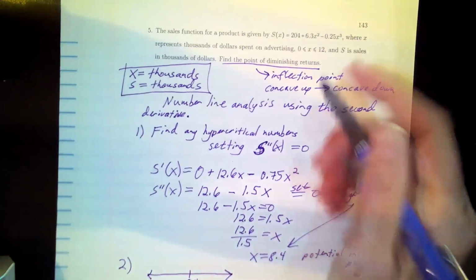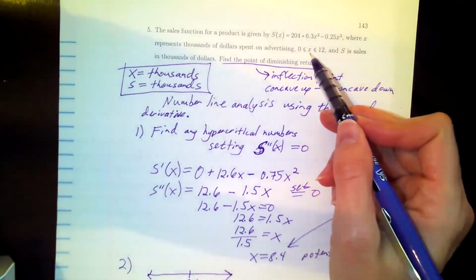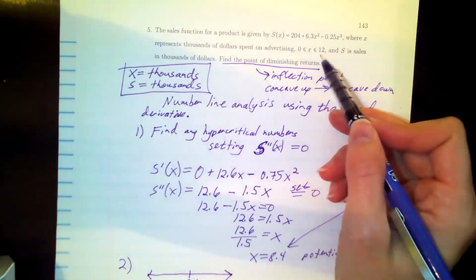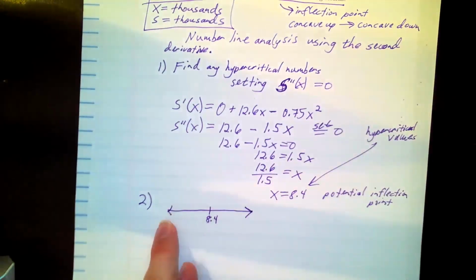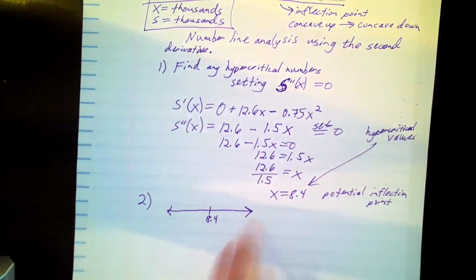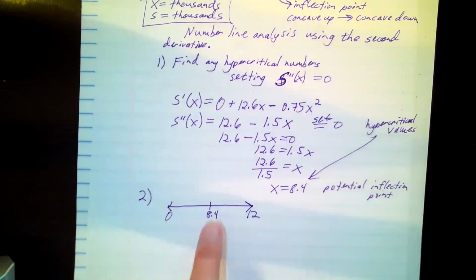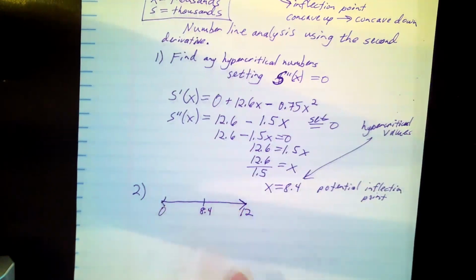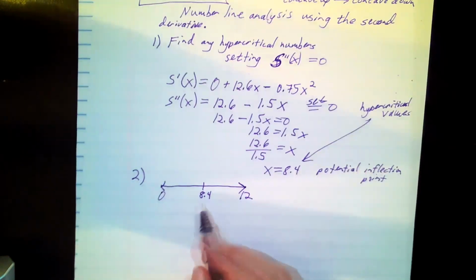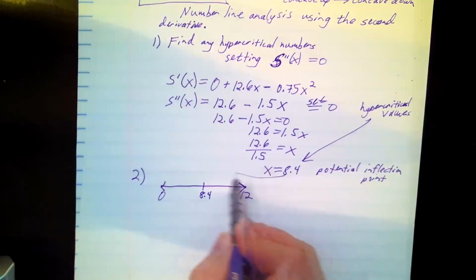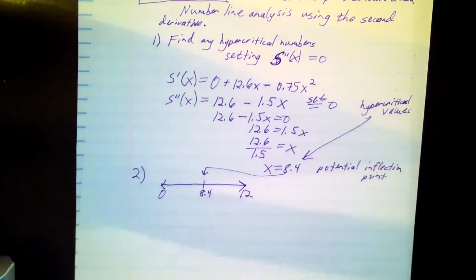Now I have to be cautious here because this is not an infinite number line. They said x is boxed between 0 and 12. So instead of having the left side's minus infinity and the right side's infinity, I would have 0 and 12 here because it doesn't go off to infinity. X is boxed in between 0 and 12. 8.4 goes on my number line. This is my neutral zone for concavity.